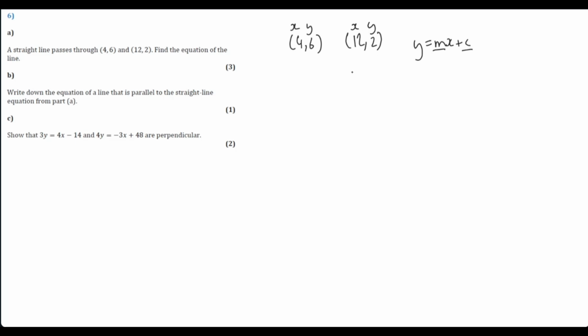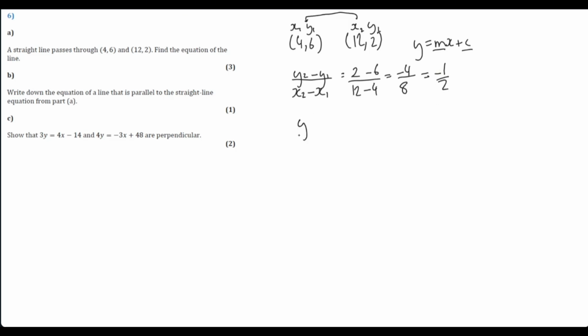Remember, to find the gradient, we can do y2 minus y1, the change in y over the change in x, x2 minus x1. Make sure you're consistent with the direction you're going through. So I'm going to go from this side to this side. I'm going to call this 1, 1, and this 2. So this would be 2 take away 6, divided by 12 take away 4. So that's going to be minus 4 over 8, which is minus a half.